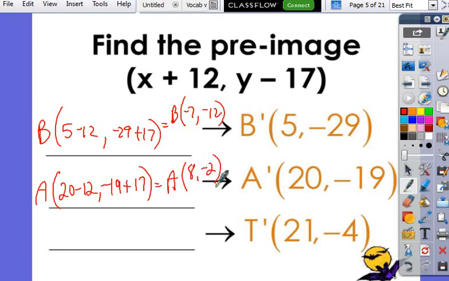Alright, you got the last one. Alright, if I'm looking here, and again, if I want to do the pre-image, what do I have to do? The opposite of whatever's in the formula up here. So I'm going to say that T is going to be 21 minus 12, and then negative 4 plus 17. So that means my answer is going to be 9, 13.